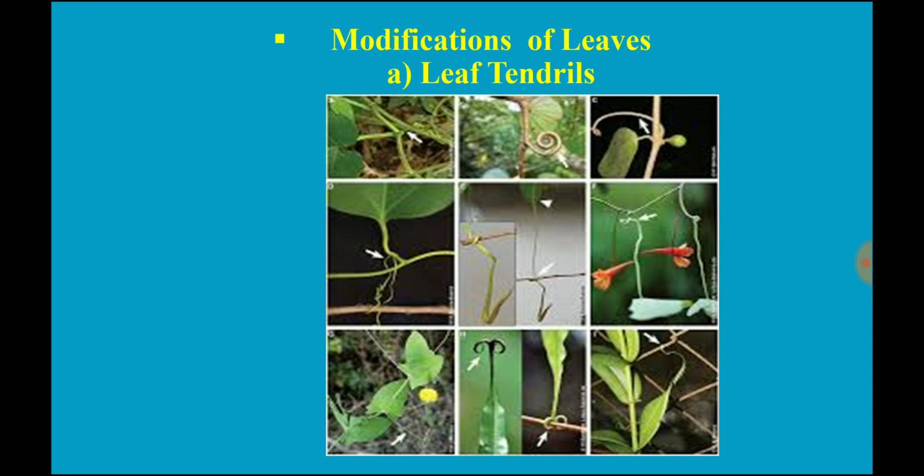This is the leaf tendril, for example Gloriosa superba. Where in the axils of these plants, a wiry structure develops, that is called a tendril, a modification of the leaves known as leaf tendrils.